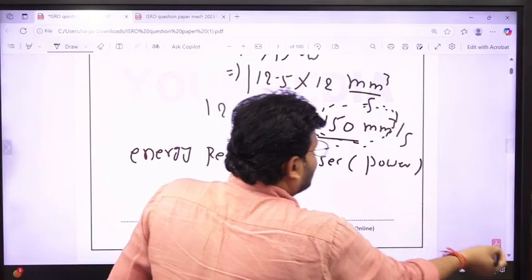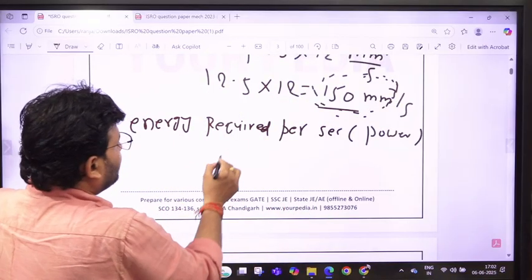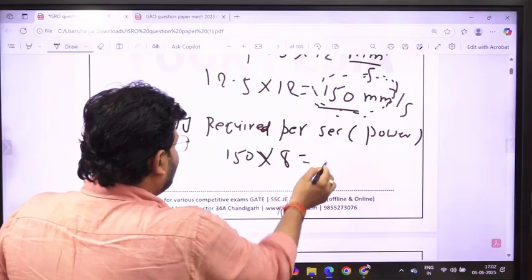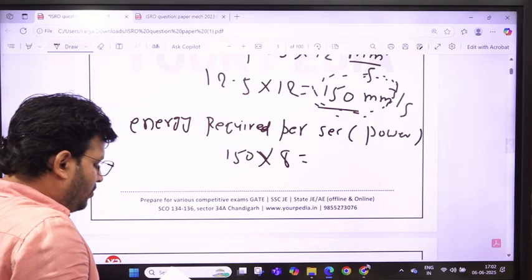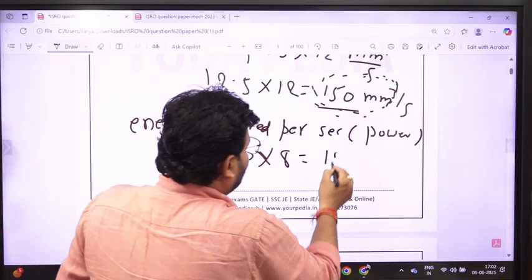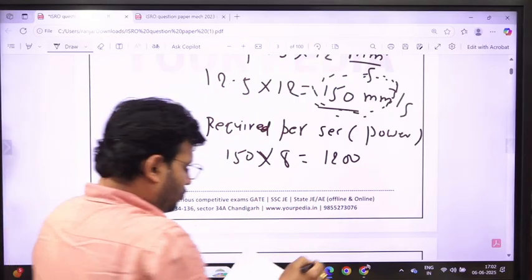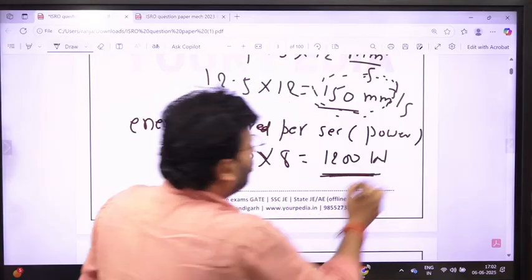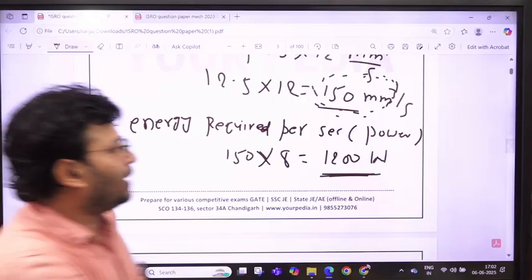Sir, it is given simply by 150, and the specific energy is given as 8. It is coming out to be 150 times 8. How much is it coming out to be? Sir, 1200 joule per second. That means 1200 watt is coming out to be. Yes sir. Now come to the question again.